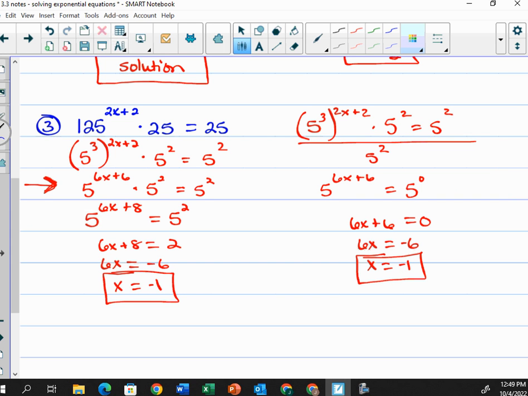Yeah. Could we just divide by 25 initially? Yeah. Mm-hmm. Yep.